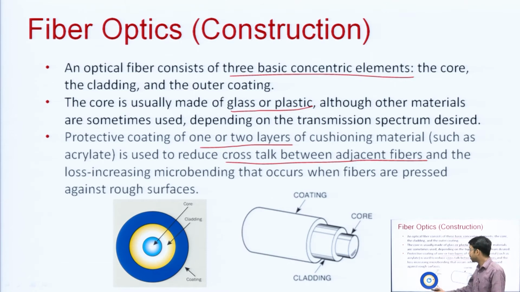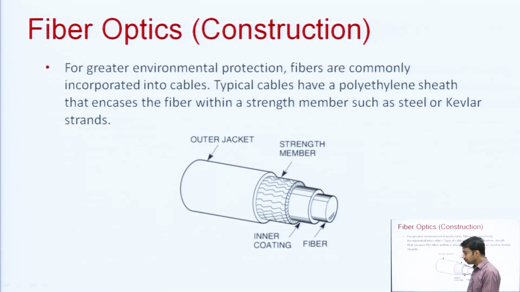So, this is the simplest construction, 3 layers: core, cladding and coating. This is the strength material, this is the fiber, core, cladding, this is the inner coating, this is the cushioning or strengthening material, and this is the outer jacket.